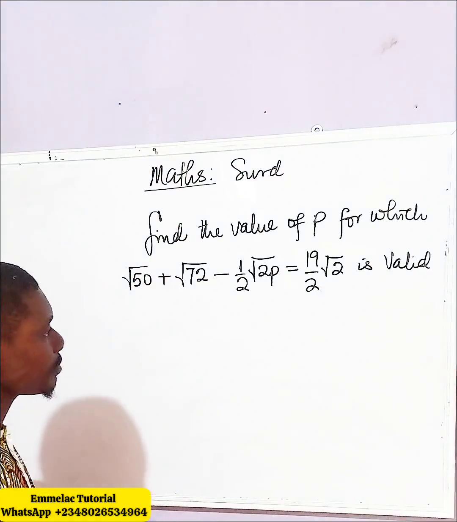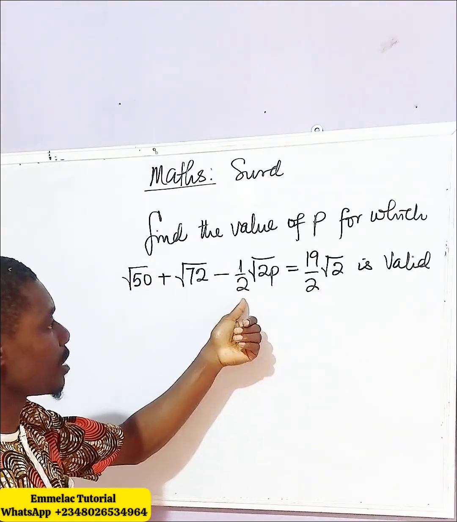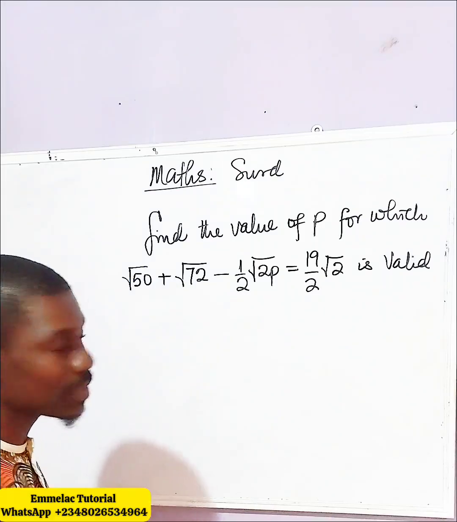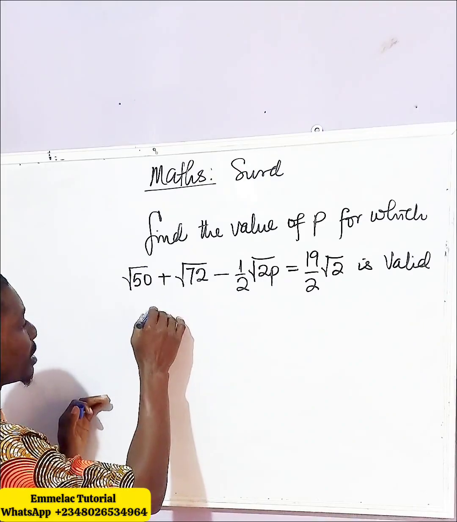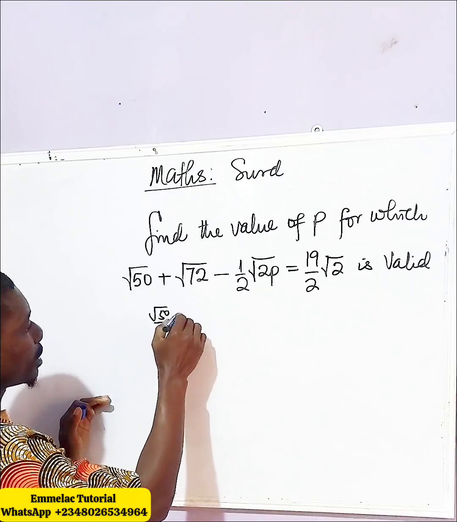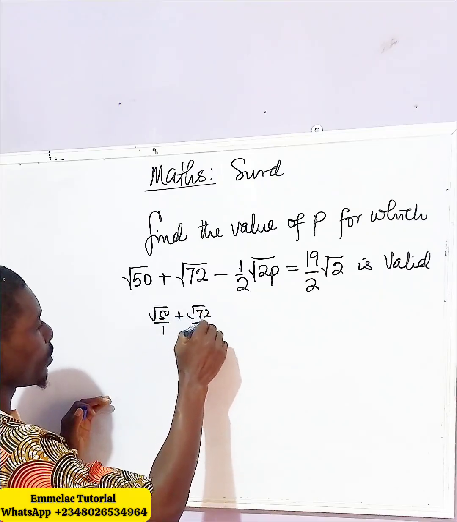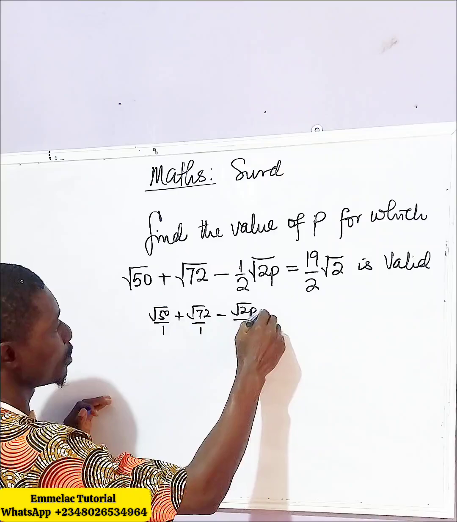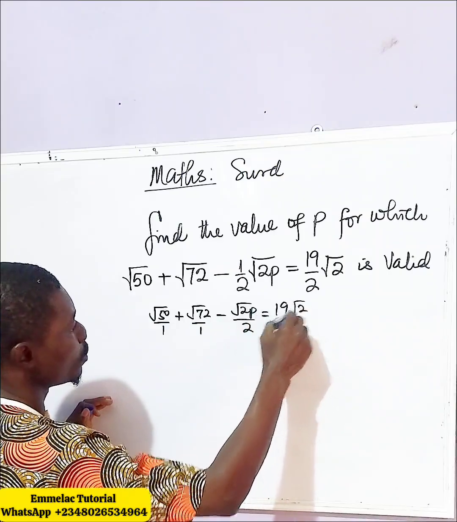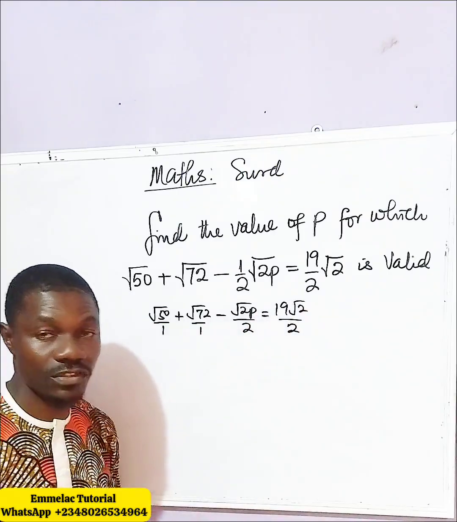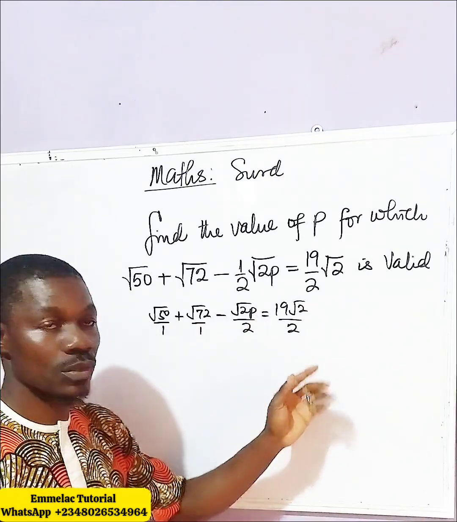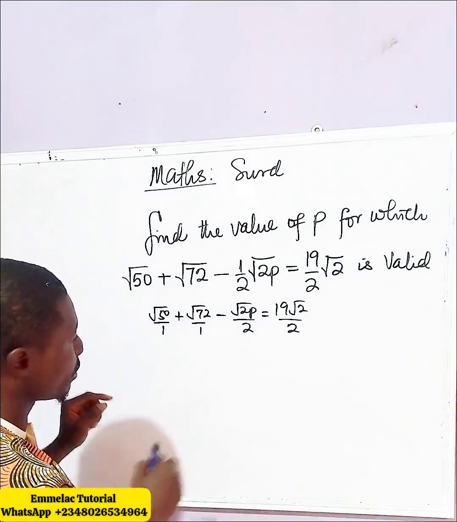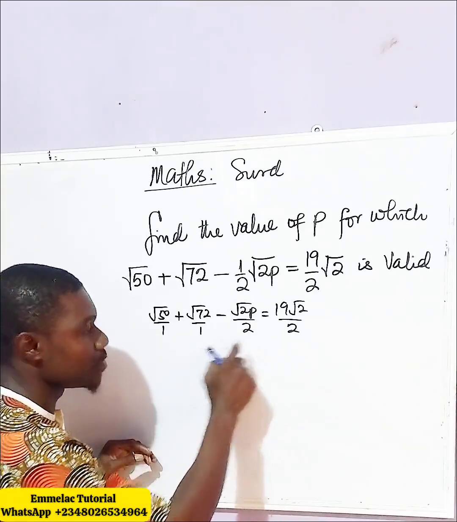First of all, looking at this equation, here we have a denominator of 2, here a denominator of 2. This simply implies writing this as root 50 over 1 plus the square root of 72 over 1 minus the square root of 2p all over 2 equals 19 root 2 all over 2. Now the first thing is to multiply all through by 2. By multiplying all through by 2, this will help us undo this denominator 2.